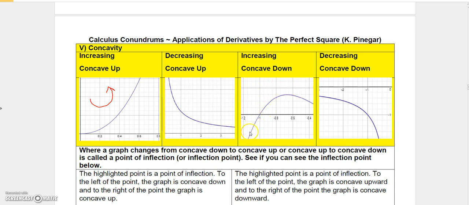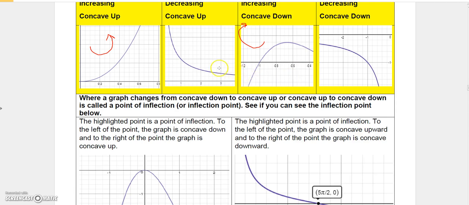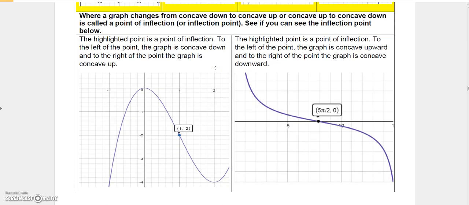Here, at least over here, this function is increasing. So it's increasing and it's concave down. And when it's concave down, the curvature is clockwise. So the curvature is turning clockwise here, and both of these are concave down. Now, a graph can actually change concavity.